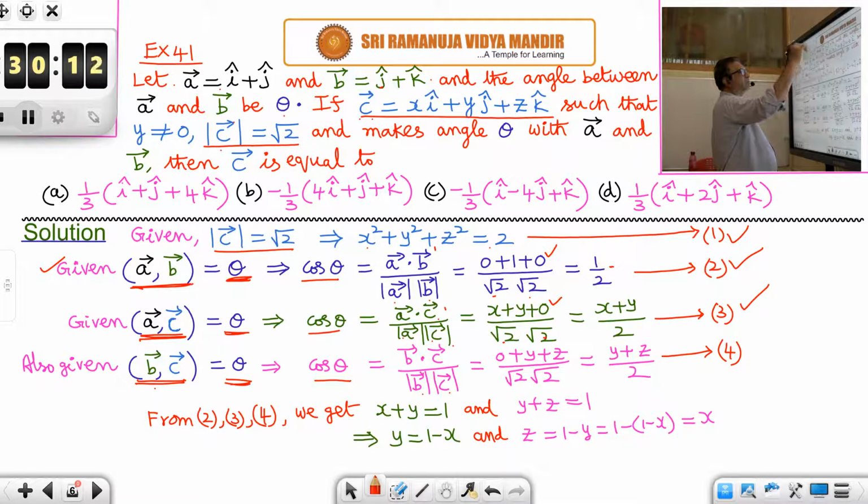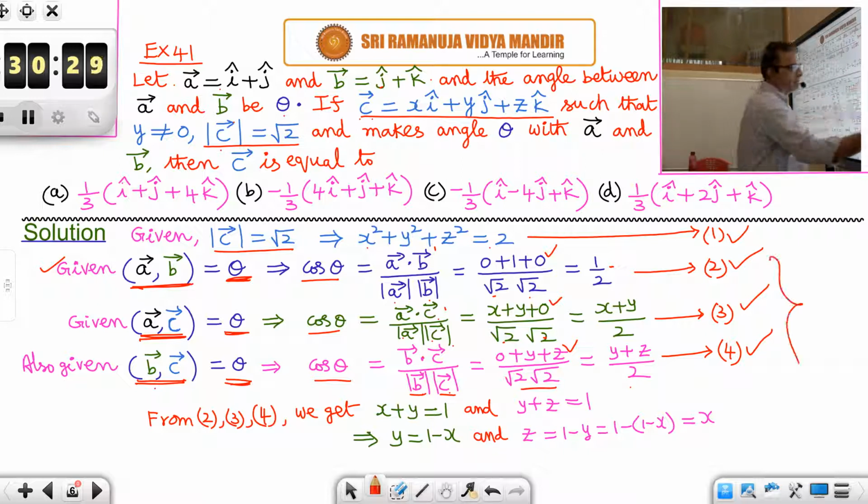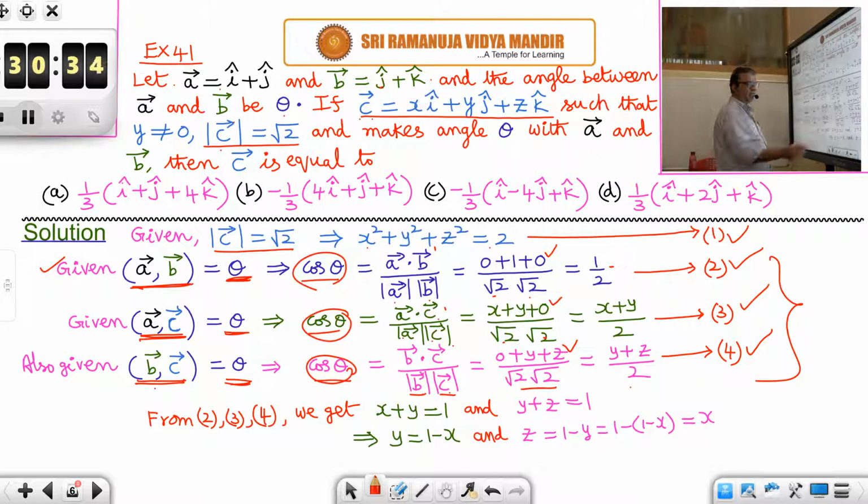Their dot product will be 0 plus y plus z, divided by, of course, mod B mod C, both root 2 root 2. So y plus z by 2 is the fourth equation. Remember that in the second, third, fourth equations, the left hand side is the same, cos theta. Therefore the right hand side quantities must be equal. So x plus y by 2 must be equal to 1 by 2, meaning x plus y is equal to 1. y plus z by 2 also must be equal to 1 by 2, meaning y plus z also 1.